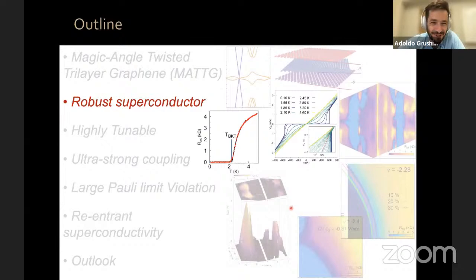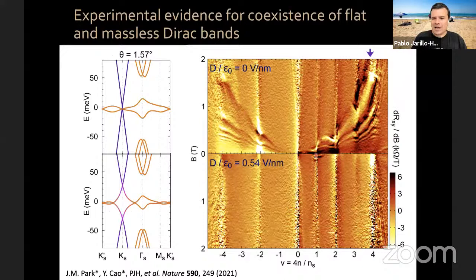Tinyu Gao is asking why the feature at nu equals minus one is missing in this plot. As I mentioned yesterday, the feature at nu equals minus one is rarely seen in magic angle twisted bilayer graphene devices at low temperature. We do see features at nu equals plus one, but at minus one, it's rarely seen. We do have a phase transition in compressibility, but in transport, somehow it doesn't usually manifest itself.